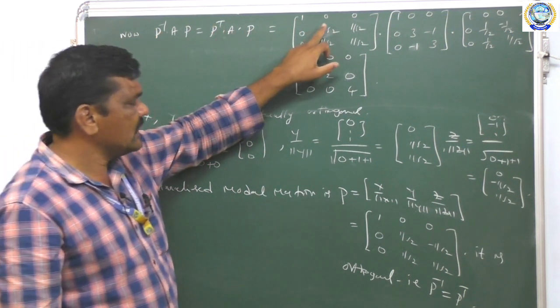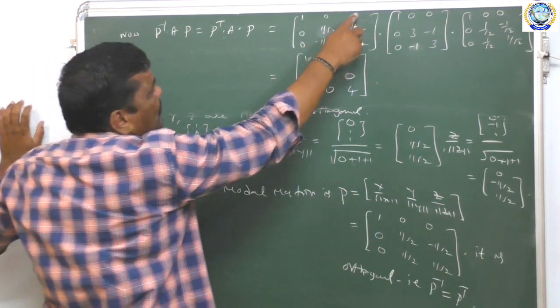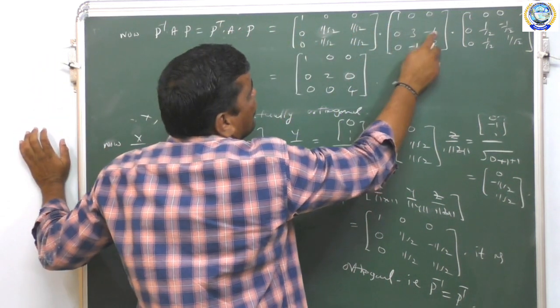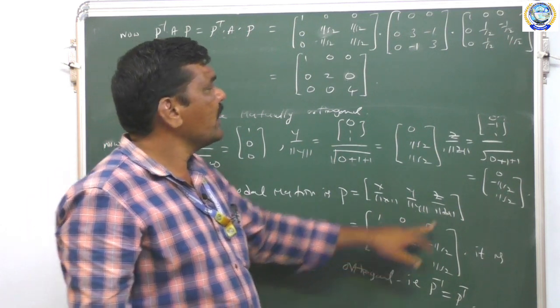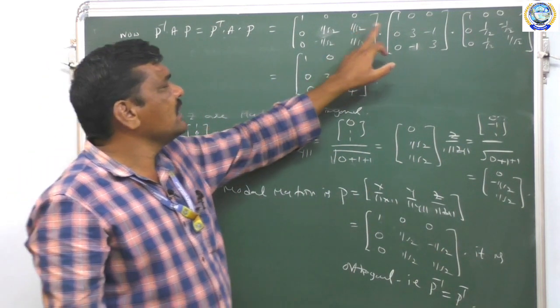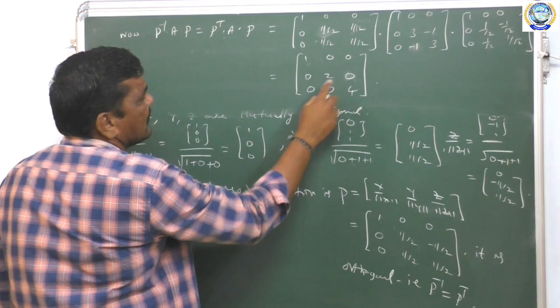So, P transpose is the matrix 1 0 0, 0 1/root 2 -1/root 2, 0 1/root 2 1/root 2, into A, which is 1 0 0, 0 3 -1, 0 -1 3. P is the matrix 1 0 0, 0 1/root 2 -1/root 2, 0 1/root 2 1/root 2. Multiplying these three matrices, we get the diagonal matrix 1 0 0, 0 2 0, 0 0 4.